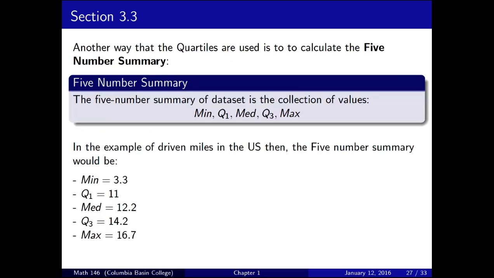Another way that we use quartiles is we use them to calculate the 5-number summary. So in the example I just gave you, the 5-number summary takes that Q1, median, Q3, and then it also reports the minimum at the bottom and the max at the top. So for the miles driven, the minimum is 3.3, the max was 16.7, and so the 5-number summary would be those 5 values put together.